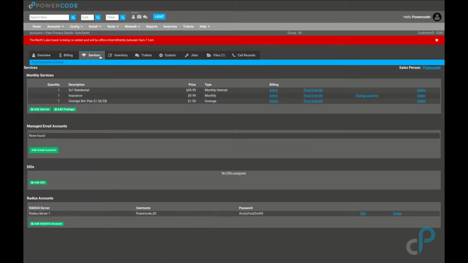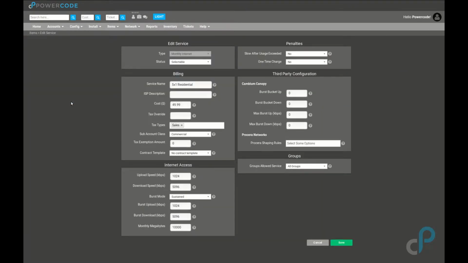On the Services tab, we can see that they have a 5x1 residential plan as well as the overage standard plan for $1.50 per gigabyte of overage. Now, if we go to the Services page in Powercode, we can take a look at that internet plan, and most of this is just basic information. The piece that we really want to look at is monthly megabytes.